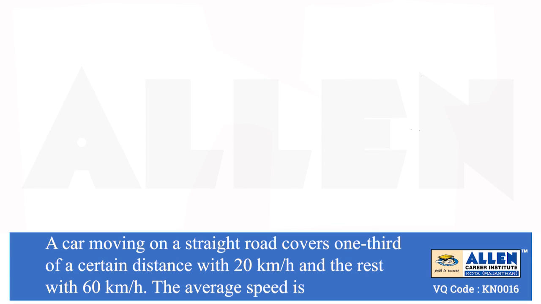A car is moving on a straight road, covers one third of a certain distance with 20 km per hour and the rest with 60 km per hour. Then find average speed. So again, the same question as before, we have to find the value of average speed, and we know that average speed is always defined as total distance covered upon total time taken.